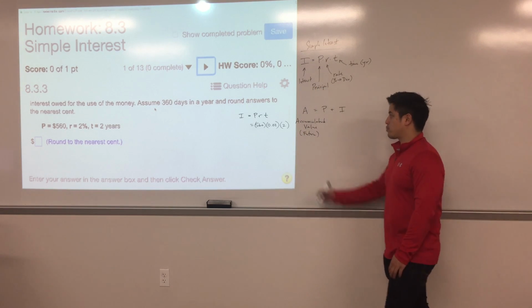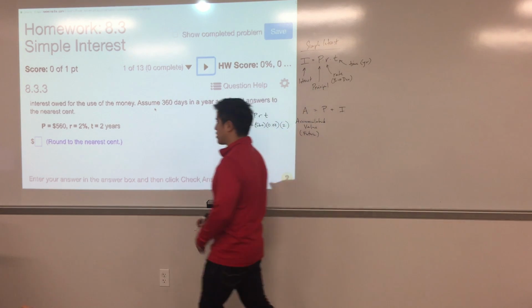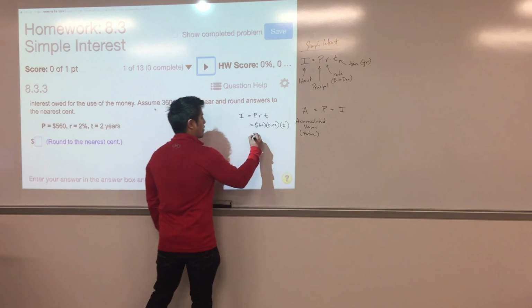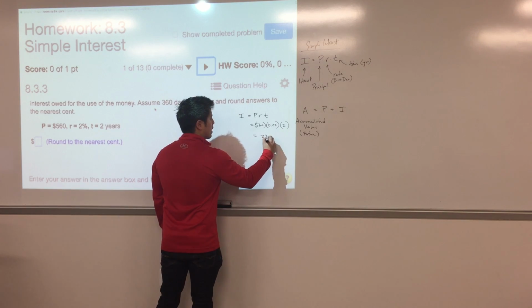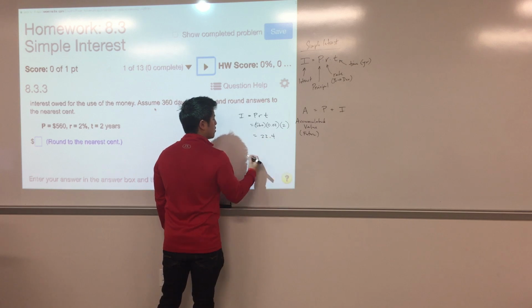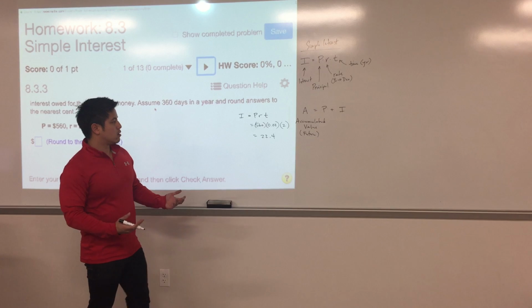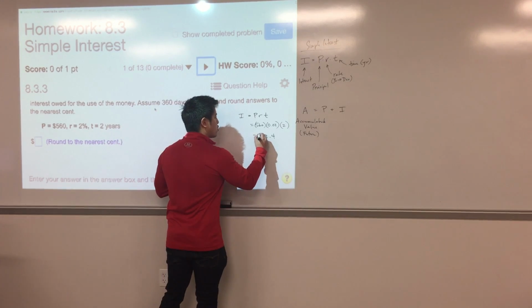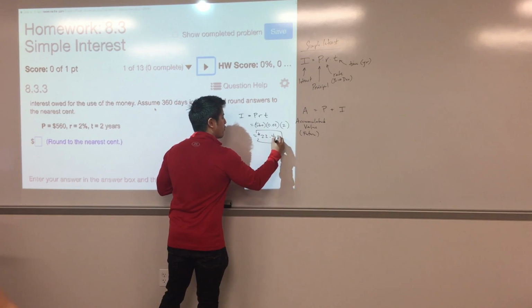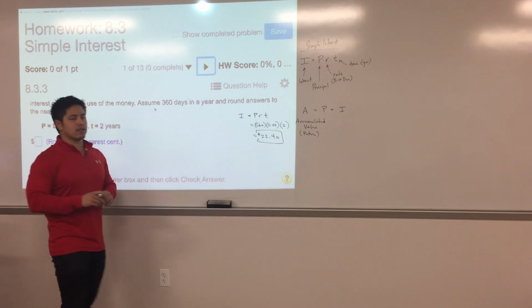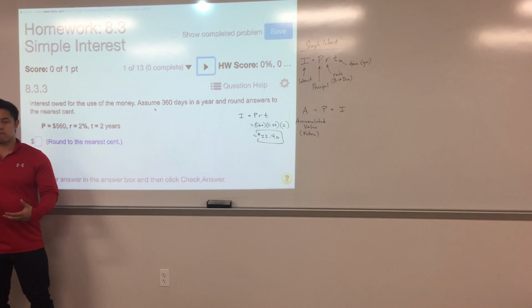Okay, so this is pretty simple. 560 times 0.02 times 2. Did somebody get an answer for that? 22.4. Thank you, Adil. 22.4? Yes. So, what is that? What's 22.4? You got it. Good, Gideon. So, $22.40 is how much what?